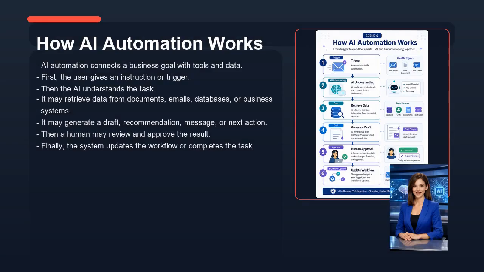Now let's look at how AI automation works. AI automation connects a business goal with tools and data. First, the user gives an instruction or trigger. Then the AI understands the task. It may retrieve data from documents, emails, databases, or business systems. It may generate a draft, recommendation, message, or next action. Then a human may review and approve the result. Finally, the system updates the workflow or completes the task.